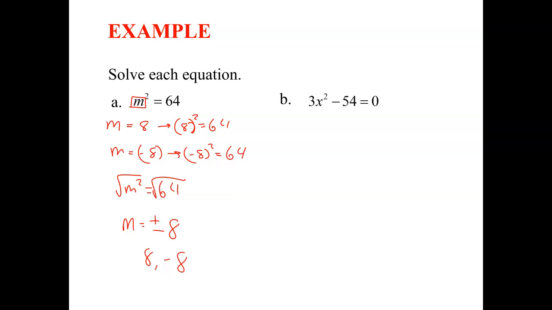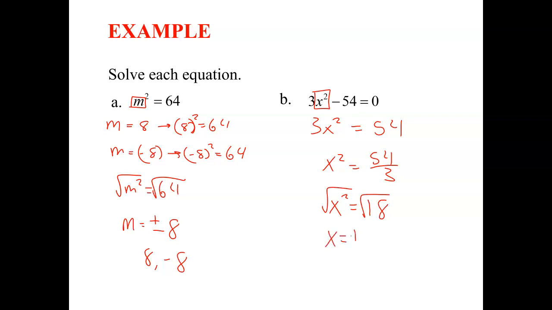Now in order to do the square root property, my variable has to be by itself. The x squared, whatever's being squared, has to be by itself. So how can I get my squared factor isolated? We're going to add 54, divide by 3, and then we can go ahead and square root. Now, 54 divided by 3, can I actually do that division? 18. Okay, so we're going to square root both sides.